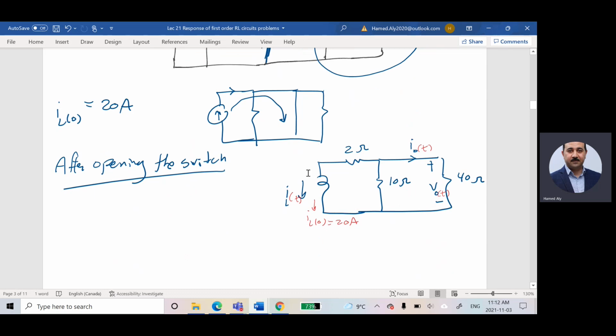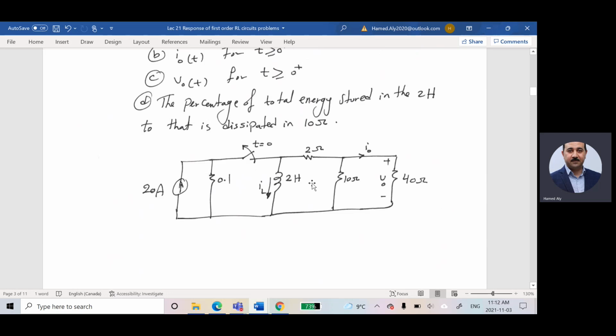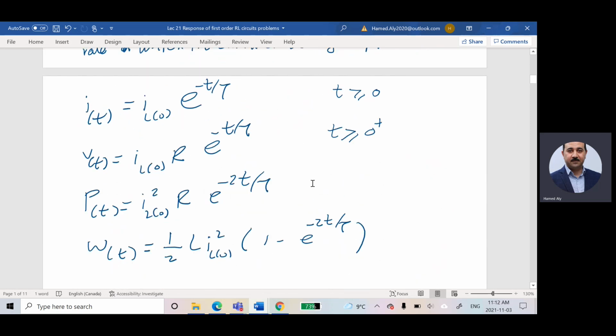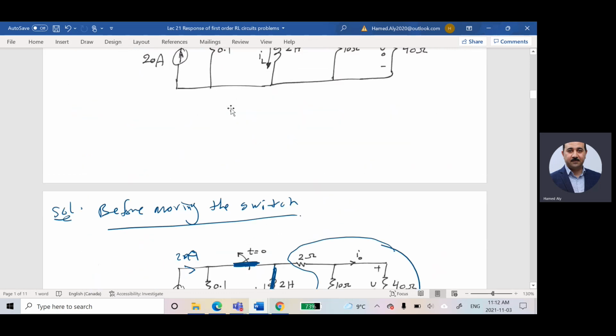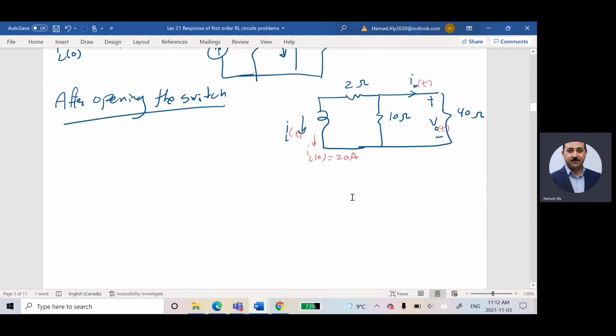The next step is to calculate IL of T. How to calculate IL of T? This is the equation for IL of T. I have to find tau, which is equal to L over R. But which R? R total. Because all of my equations that I have already derived are based on having only one resistor and one inductor. So I will try to find R total.